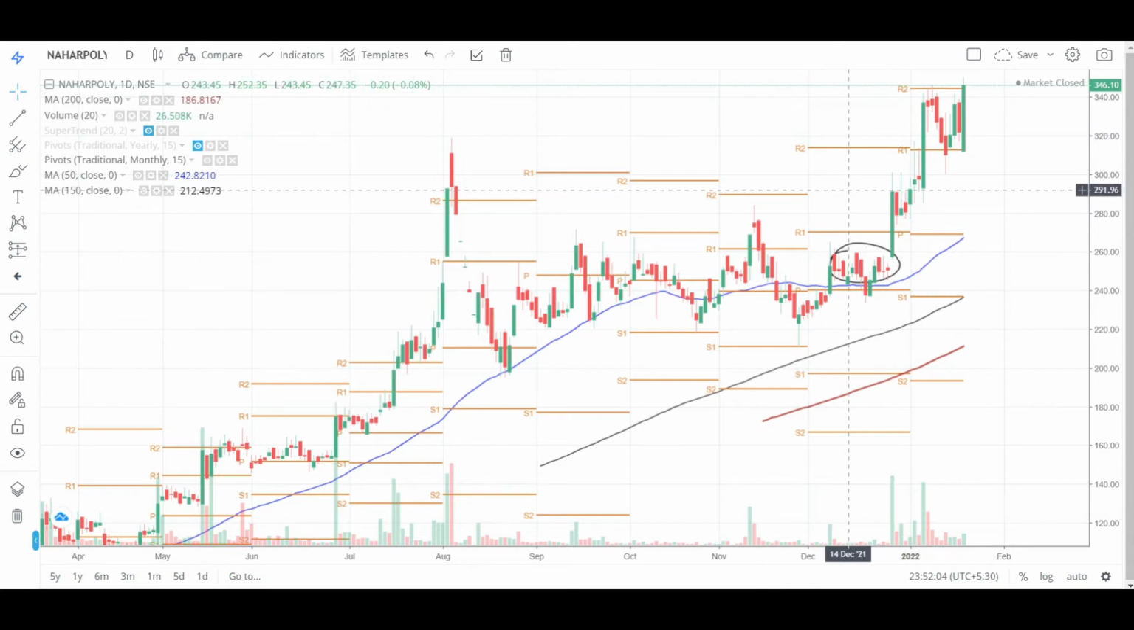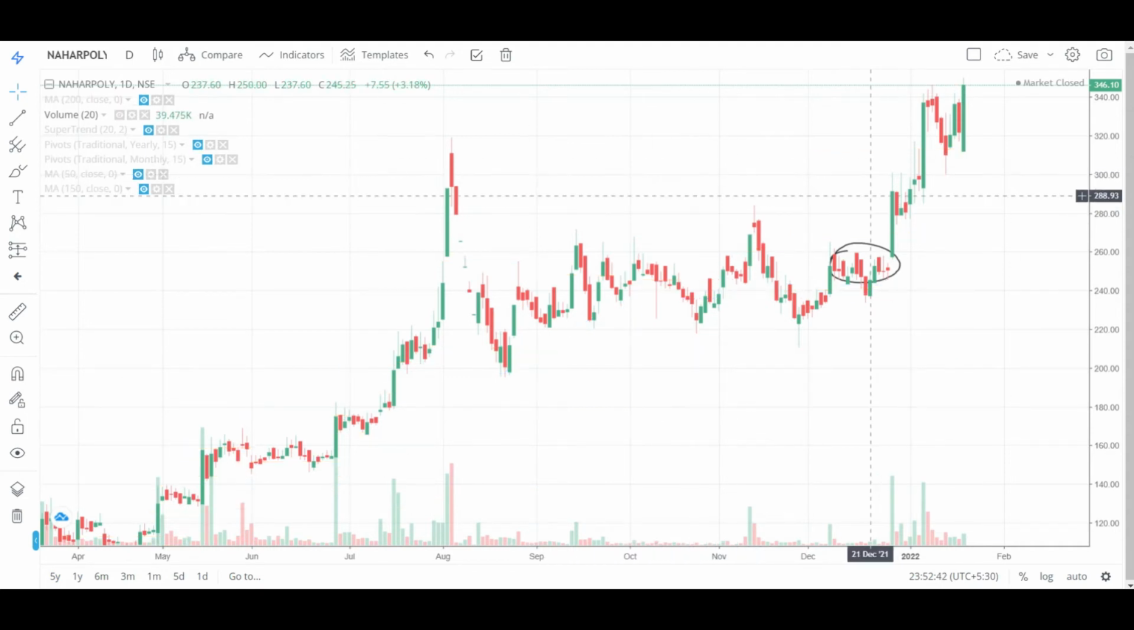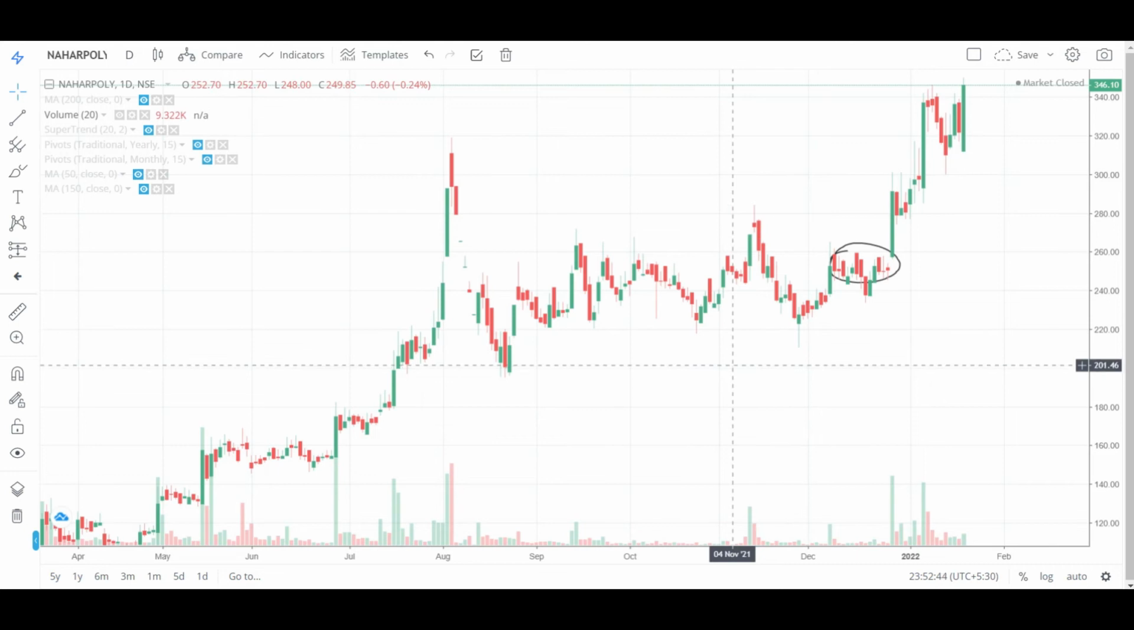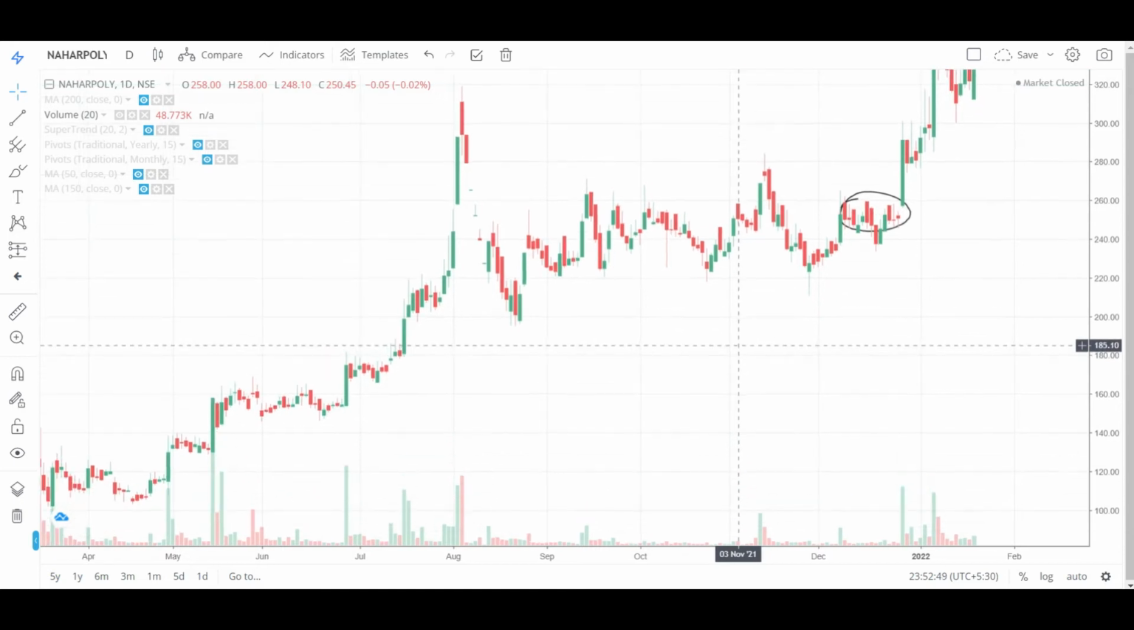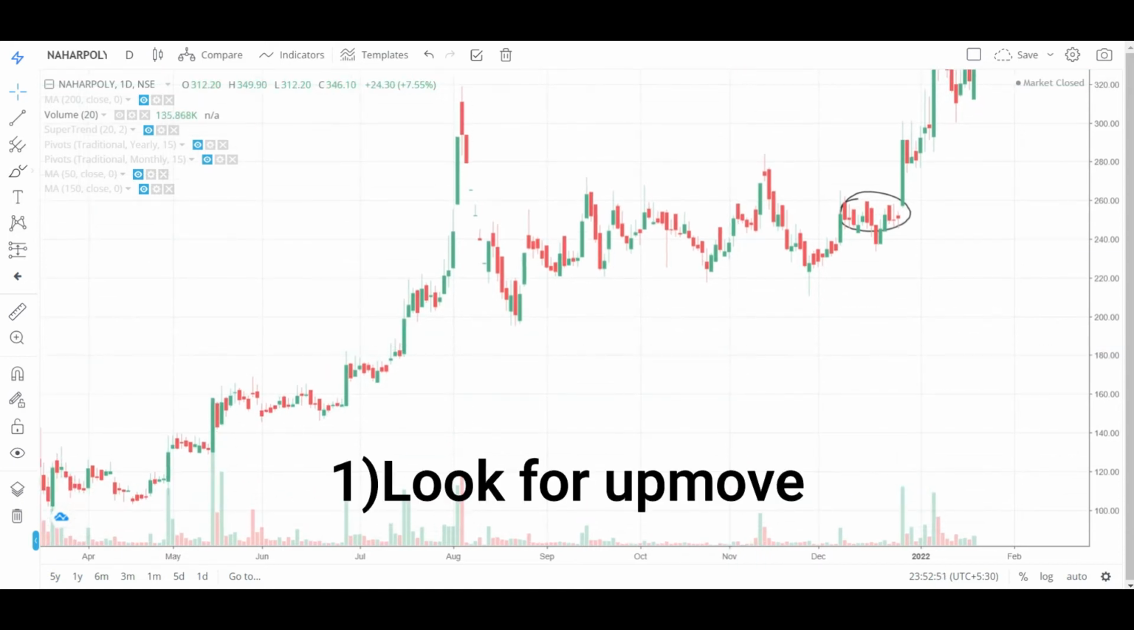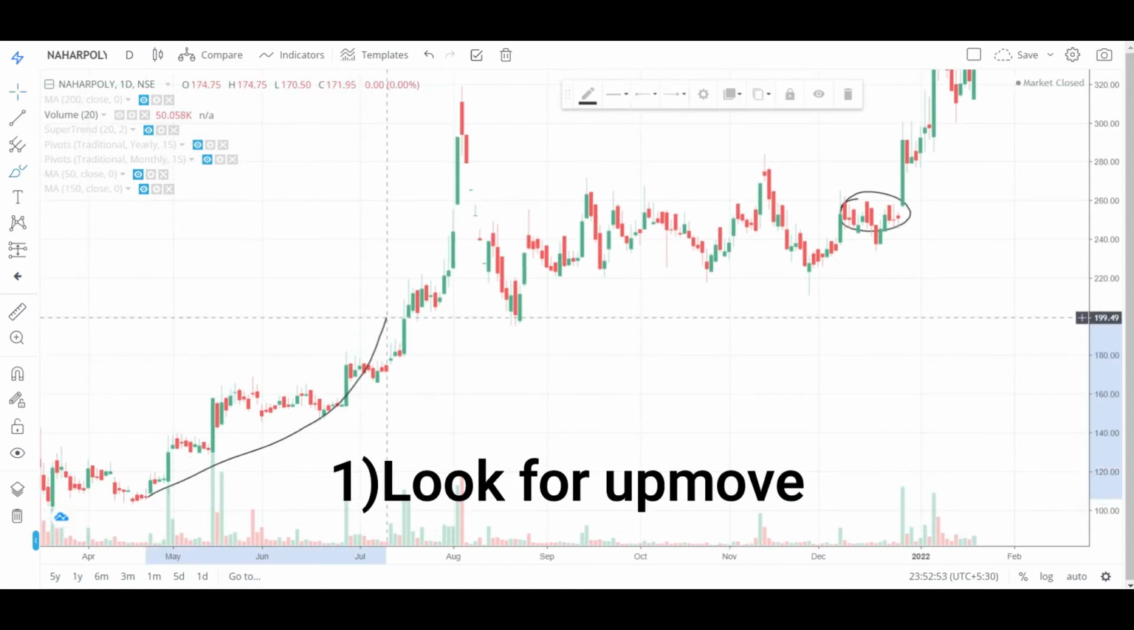Now let us focus on finding VCP in this stock. What are the characteristics of the VCP, how to identify it, how to know that Nahar Poly had the VCP pattern. The first thing we should look for in a stock to identify whether it has formed VCP or is forming VCP is an up move. So clearly you can see that Nahar Poly gave an up move.